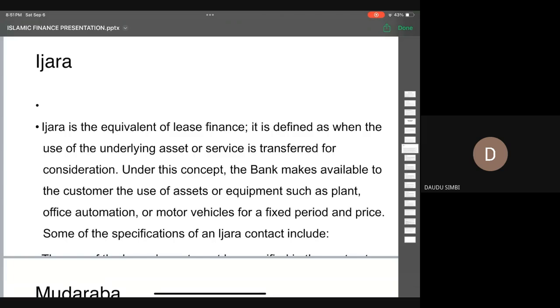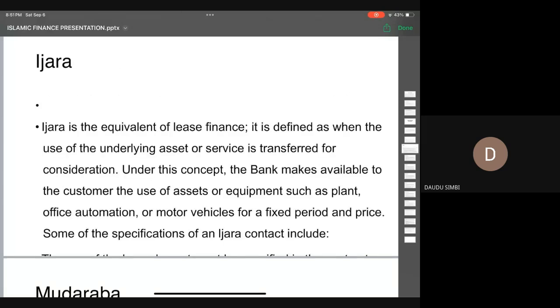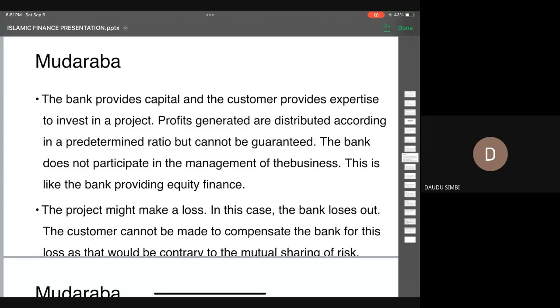Some of the specifications of an Ijara contract include: 1. The use of the leased assets must be specified in the contract. 2. The lessor, which is the bank, is responsible for the major maintenance of the underlying assets. 3. The lease is held for maintaining the assets in good shape.